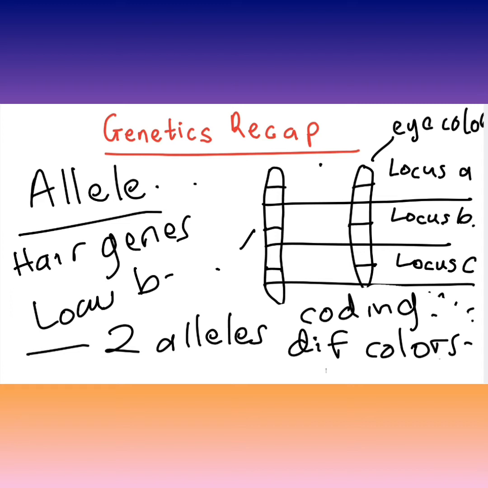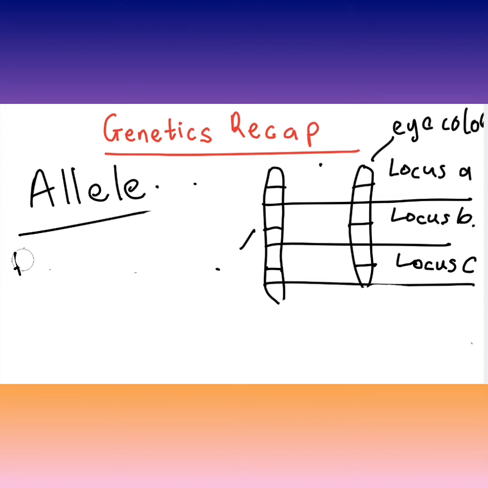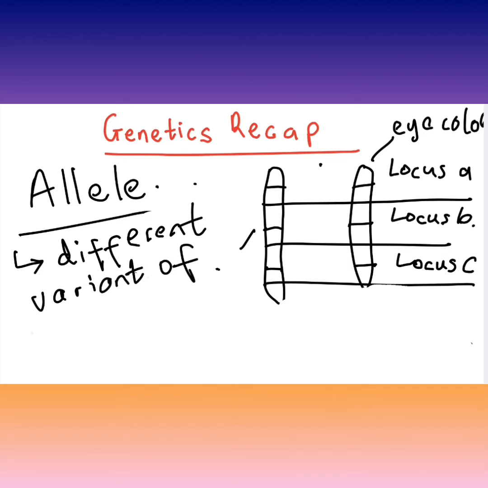Does this make any sense at all? So pause this video, take a deep breath and digest everything I have said so far. So simply put, the definition of allele would be different variant of same gene. I hope this makes sense.